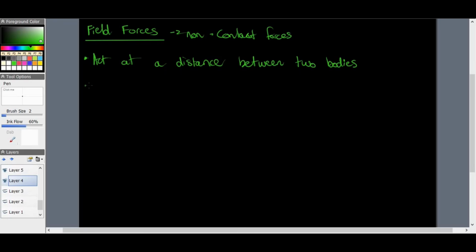Okay, they act at a distance between two bodies. They do include the gravitational, magnetic, and electrostatic forces. Okay, let's look at each of these, starting with the gravitational force. Now this is quite a bit, so I think we're going to need to have a look at some graphical images here quickly. So let's have a look at the gravitational force.